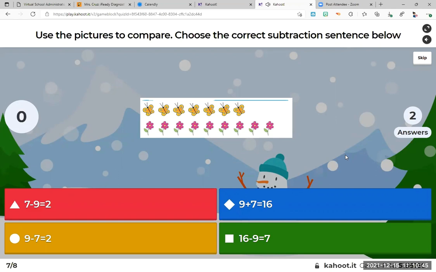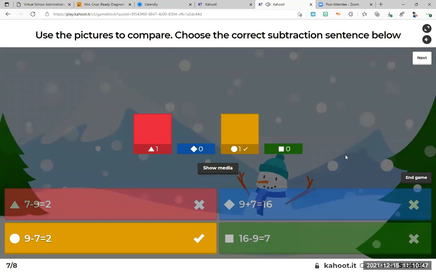If anyone picks green, I'm going to, oh, thank goodness. I was going to go back to bed. Green is not right. Forget that one. All right, let's find out why the red one is not correct.